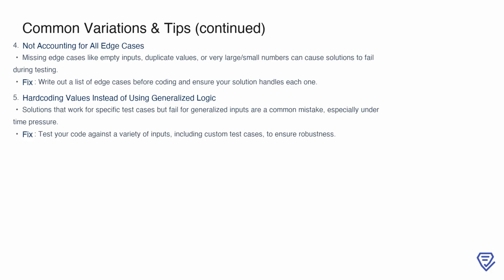Additionally, hard-coding values instead of using generalized logic is a mistake that can cause your code to fail for inputs it wasn't explicitly designed for. This often happens under time pressure during interviews. To avoid this, test your solution against a wide variety of cases, including custom test cases, to make sure your logic is robust and adaptable to different scenarios.